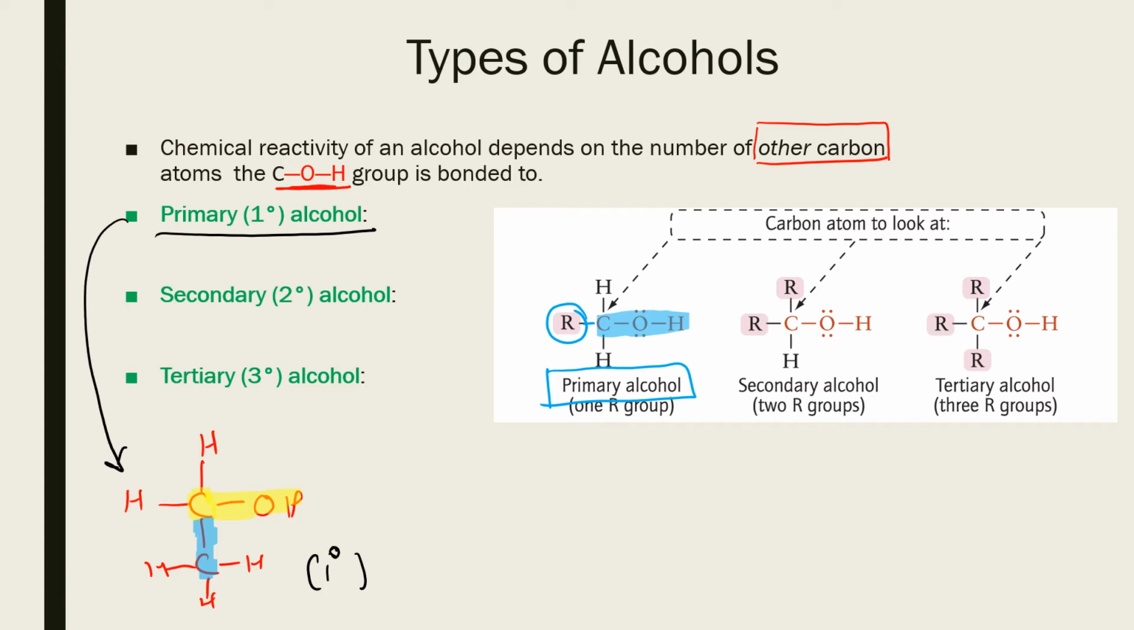Secondary alcohols are those alcohols in which the carbon atom connected to the hydroxyl group is linked to 2 more carbon chains or carbon atoms. So as we can see here, in this case, the carbon atom containing the hydroxyl group is linked to two more carbon chains or carbon atoms. And similarly, the tertiary alcohols are those alcohols in which the carbon atom containing the hydroxyl group is linked to three more carbon chains or carbon atoms.